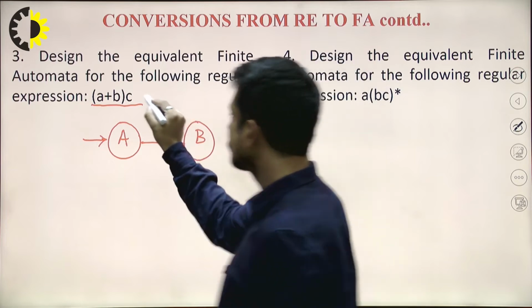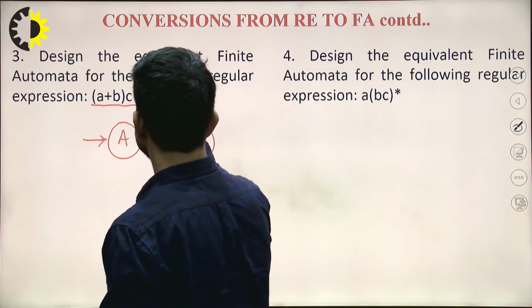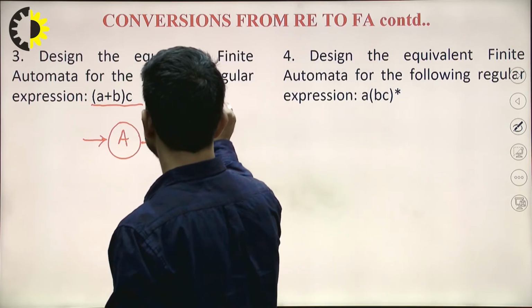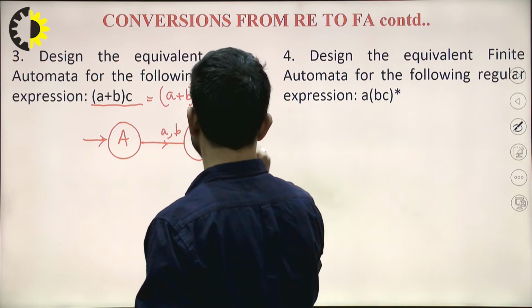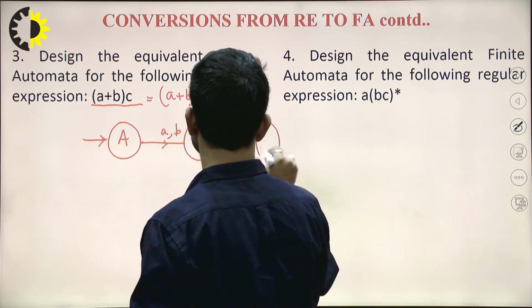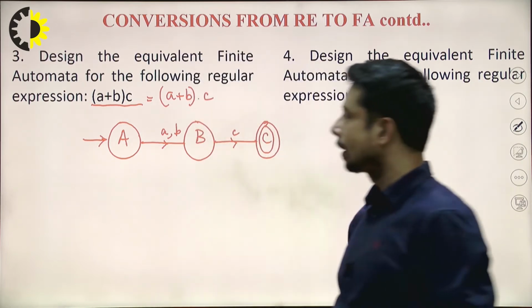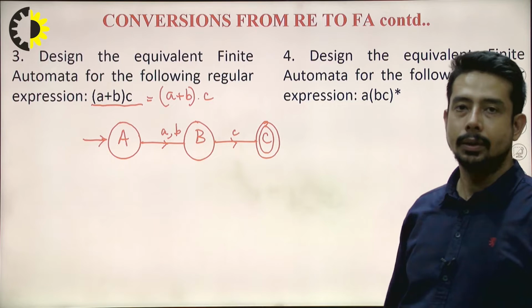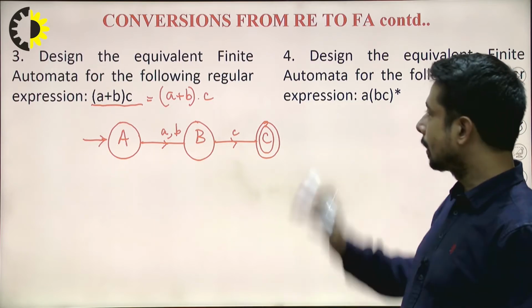Dot C. This means what? (A + B) dot C. So dot C means I have to take one more transition and this will be your final state. I hope (A + B) dot C is clear to you all. Okay, now move back to question number 4.